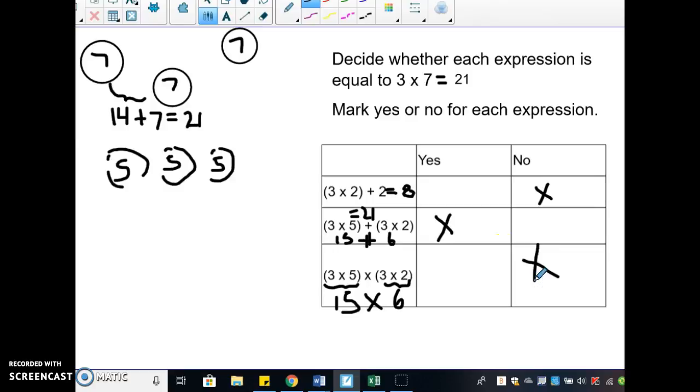Now try this out using your own exit ticket. Remember that it's a 4-part problem where you're going to have to solve the expression first, and then you're going to have to figure out whether each one matches the product. Now be careful, because I could have easily said yes to this one had I not seen that multiplication symbol. So you need to make sure that you are checking your work and using precision when you're solving.